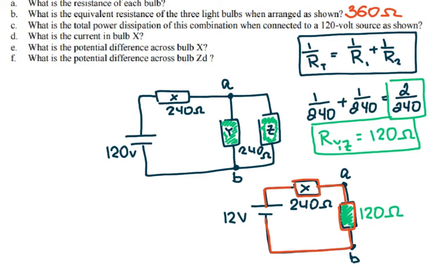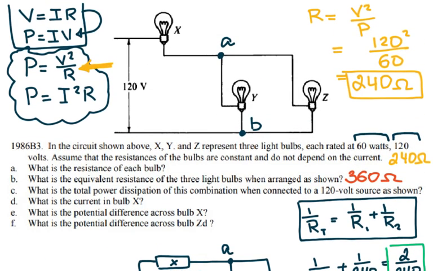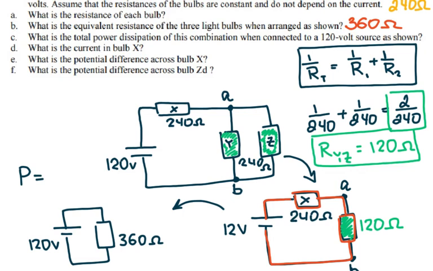Let me redraw maybe the final resultant circuit from here to here. Then we're going to have the resultant circuit as this, and then I have the final resistor that we calculated. So this is 120 volts, and this one is 360 ohms, the total resistance of the three resistors. If I want to calculate the power from the power formula that we derived earlier, I can use V squared over R, and that will give me the power dissipated in the circuit the way it is.